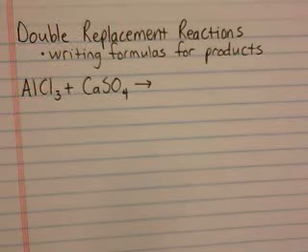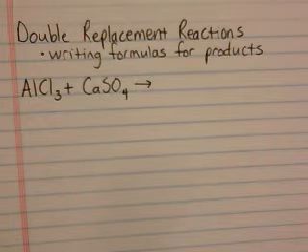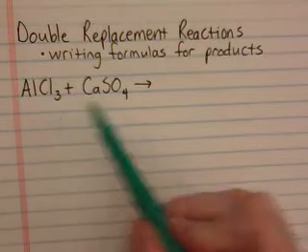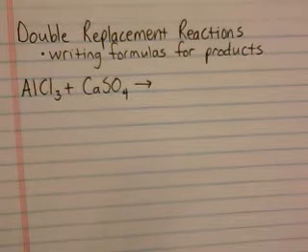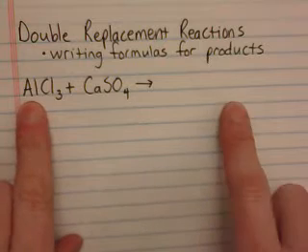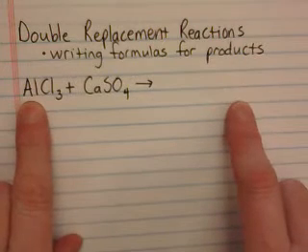In this video, I'm going to explain how you can figure out what the products of a double replacement reaction would be. Not if that reaction will actually take place or not, that's going to be for a later video. This one's just going to be, how do I finish this reaction? How do I go from having only reactants and no products? What would those products be?